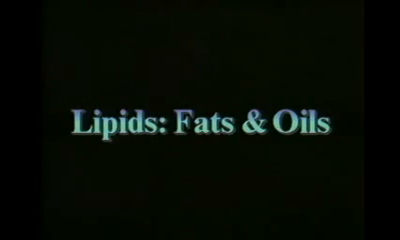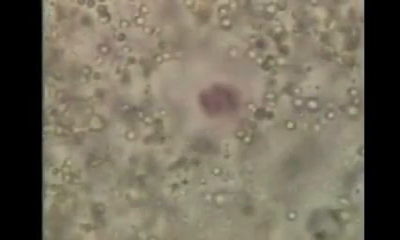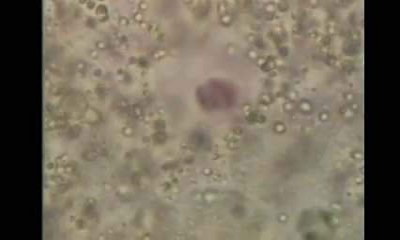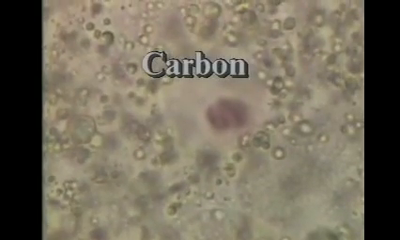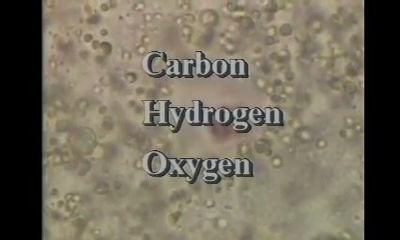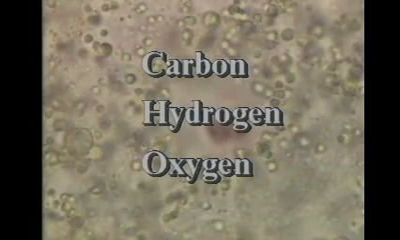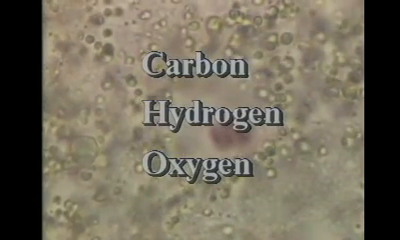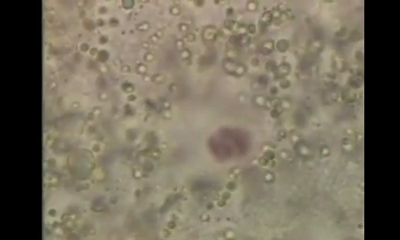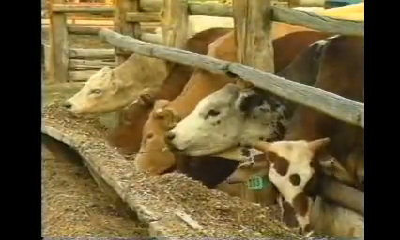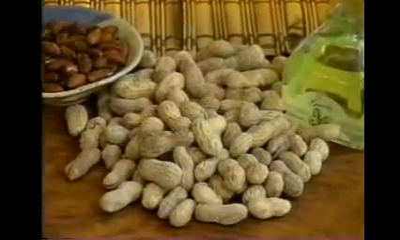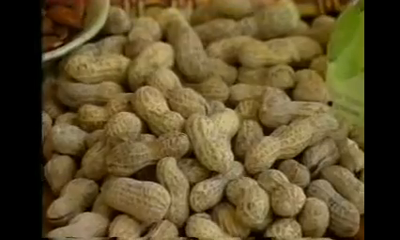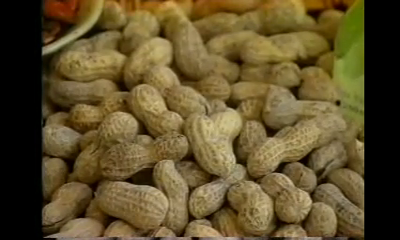Lipids, also known as fats and oils, make up another basic class of life-sustaining chemical compounds. Like carbohydrates, lipids are composed of only carbon, hydrogen, and oxygen. And as with carbohydrates, large amounts of potential energy can be stored in the chemical bonds of these compounds. In fact, a single gram of fat from these cattle, or oil from these nuts, stores twice the energy of a gram of potato starch.